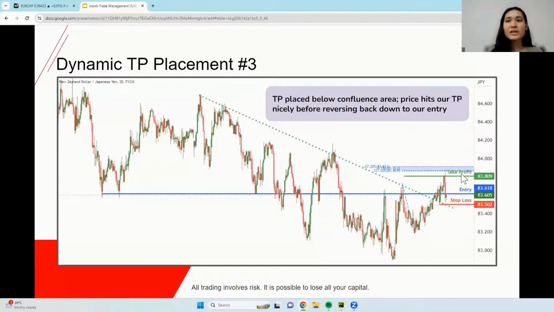In this example, we're placing it a lot lower than the confluence area, but in reality you don't actually need to place it so much lower. You could just place it right below the confluence area and it would have been fine as well. Just as long as your take profit is placed below it, or before a major confluence area, price is more likely to hit your take profit before reversing back down to your entry or, even worse, your stop loss.